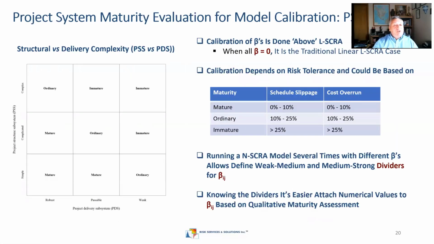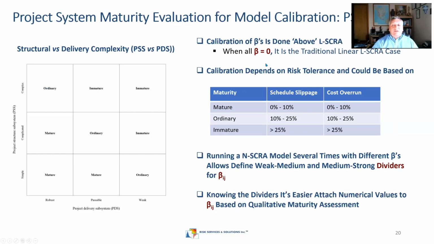Now we need to merge this and kind of structural and delivery complexity. And here we are already talking about the maturity of the entire project system. The project system, which consists of two subsystems, might be immature, ordinary, kind of acceptable, or mature, quite robust. So calibration should be done after that.